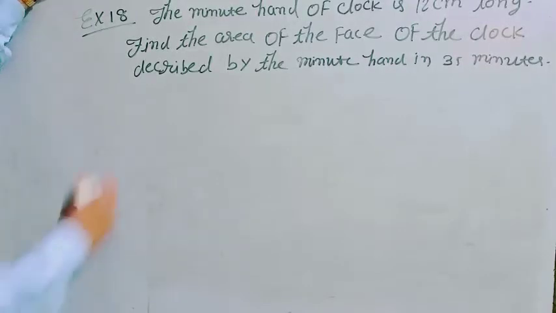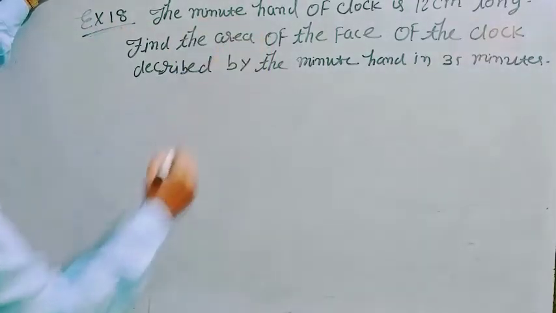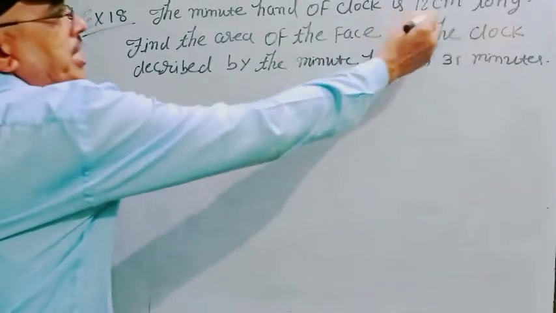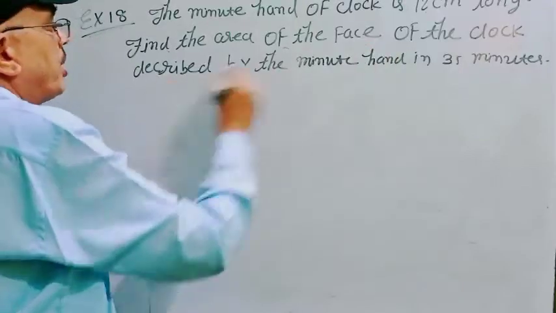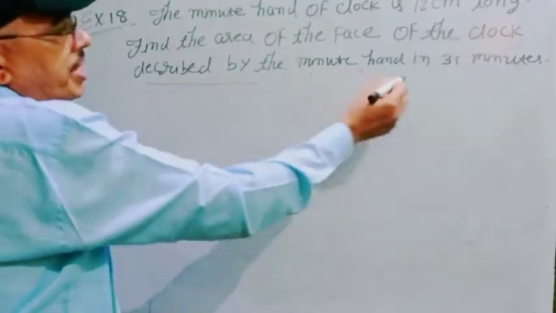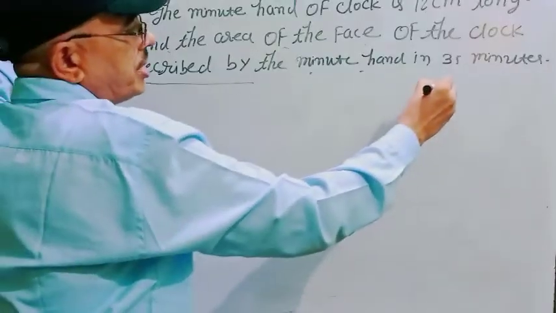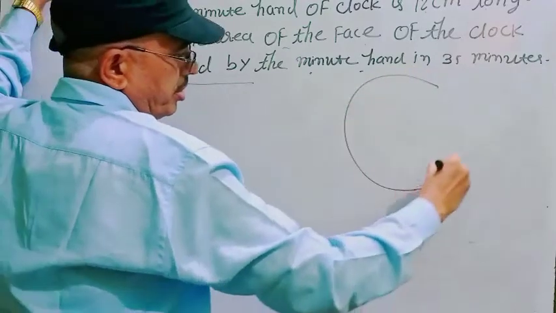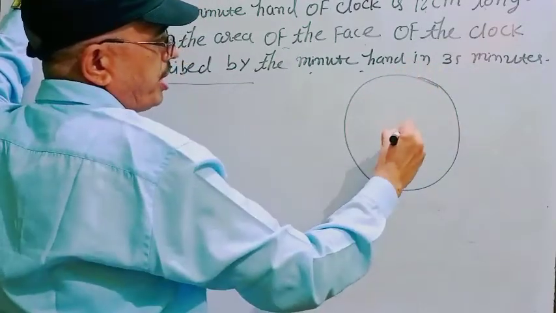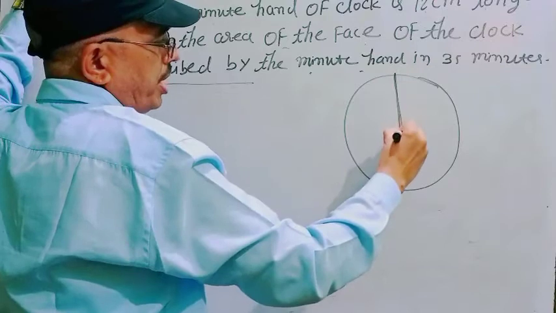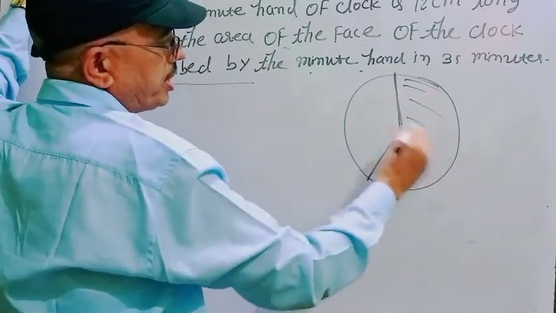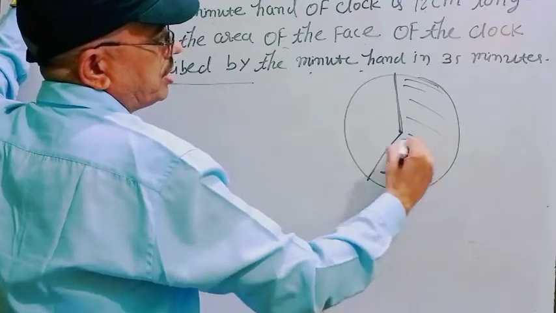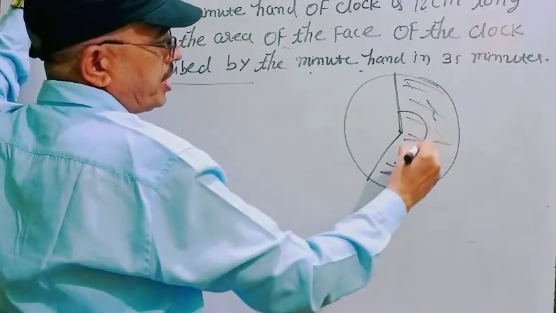Now see example 18. The minute hand of a clock is 12 centimeter long. Find the area of the face of the clock described by the minute hand in 35 minutes. It is a clock and the minute hand is here, and after 35 minutes it will be there. So your question is what is the area of this face in 35 minutes.